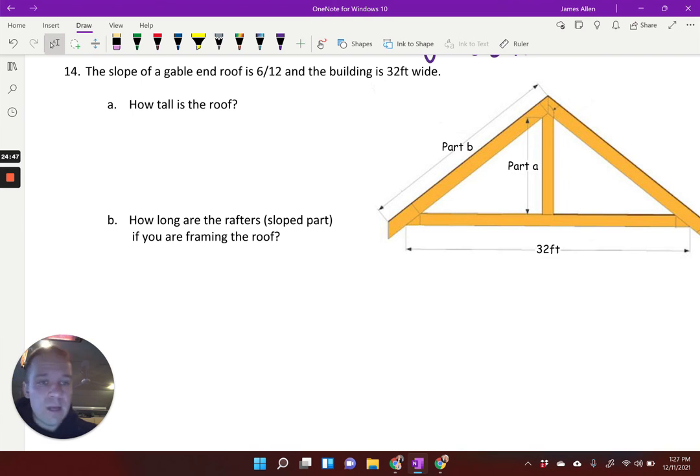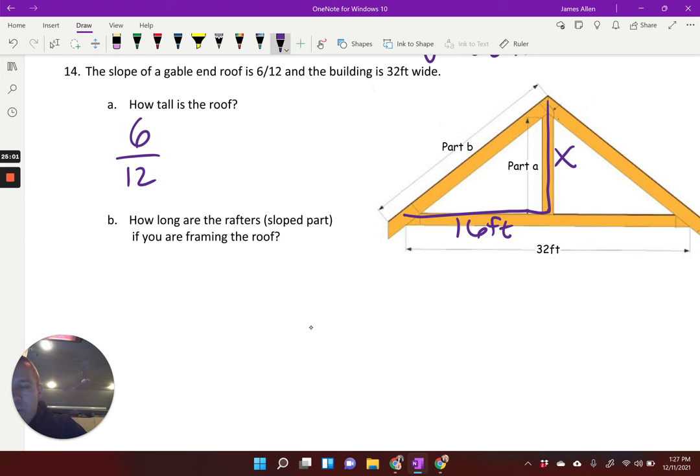Well, let's see here. I want to find out how tall this is, right? We'll call that X. What's that length right there? Well, if 32 is the full, then this is 16 feet for half. And I've got a rise of 6 and a run of 12. So this is rise, run. I want to know my rise, and I know my run is 16.